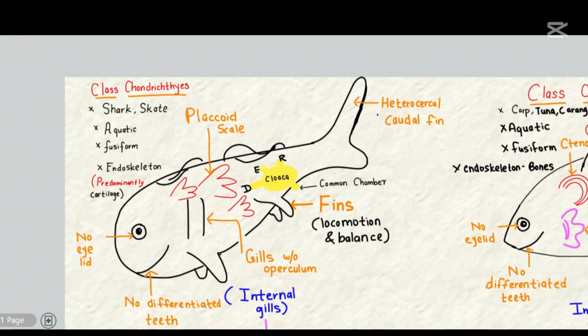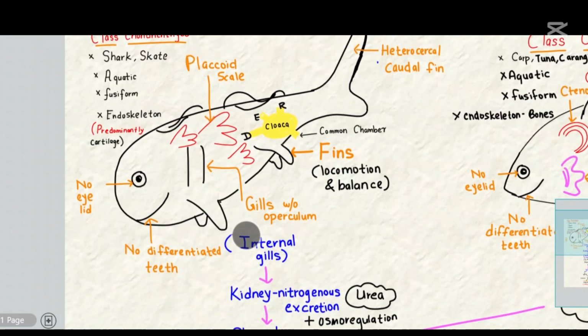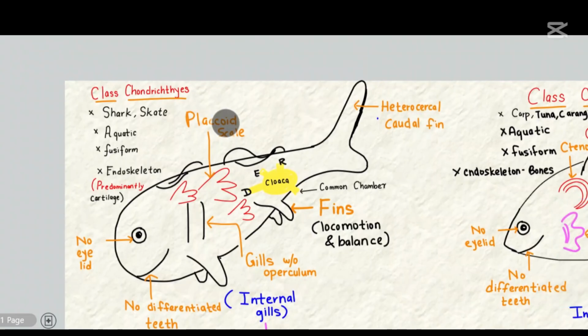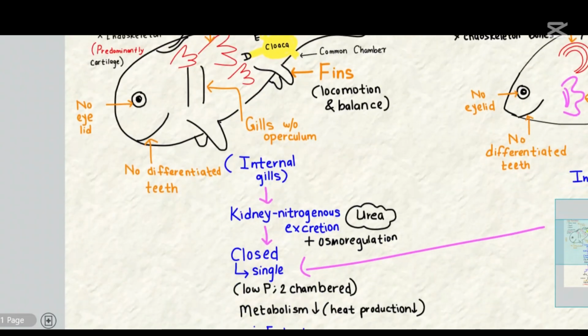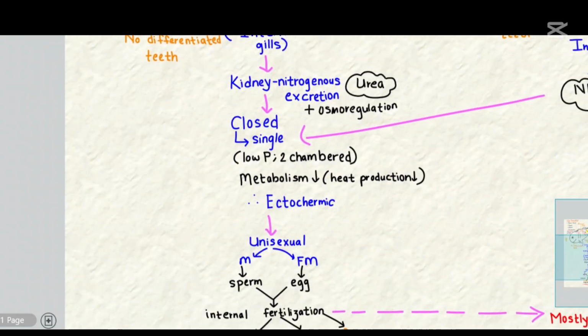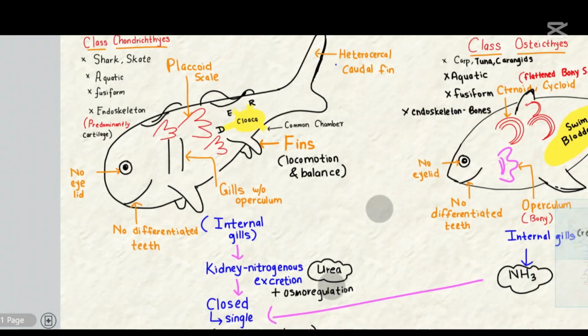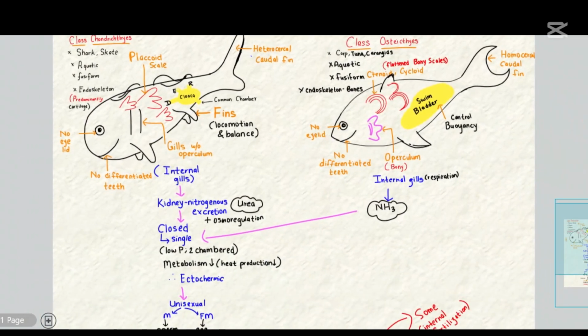We'll speak about the habitat, fusiform shape, endoskeleton, about the eyes, about the teeth, and then the fins, the caudal fin, the placoid scales. Then you have to speak about the respiration. After respiration, the excretion. Excretion, you have to carry out the excretory products to outside, so closed circulatory system. And then you have to speak about their reproduction. And finally, the cloaca. So this is it for class Chondrichtyes.